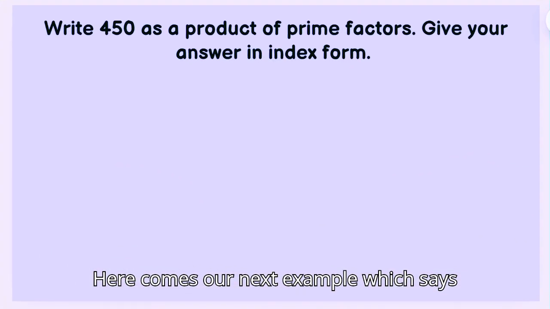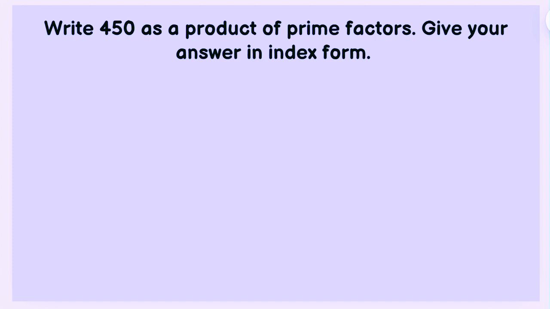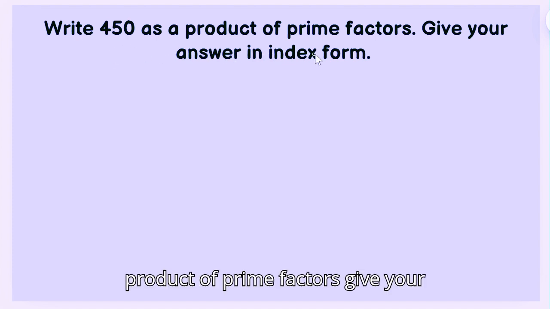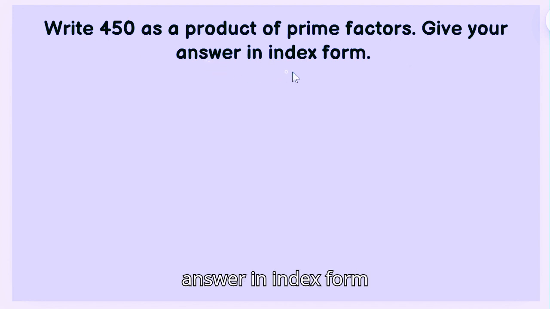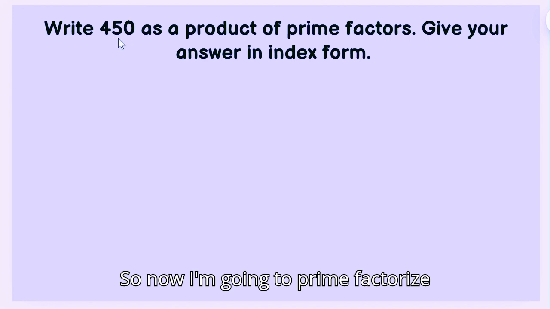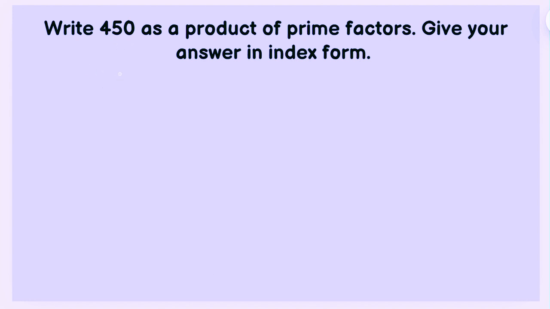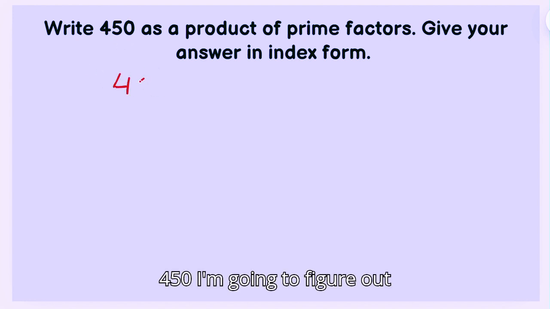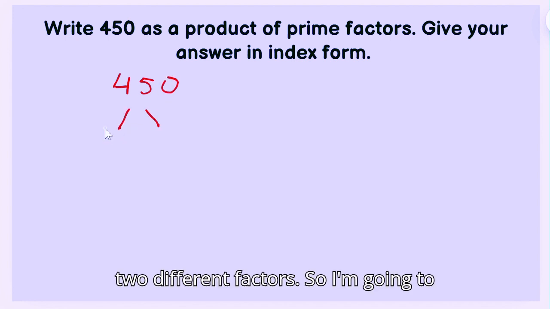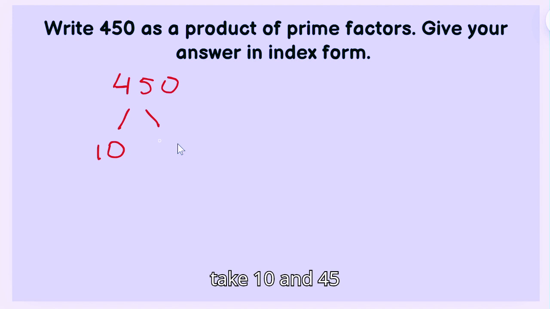Here comes our next example, which says write 450 as a product of prime factors. Give your answer in index form. So now I'm going to prime factorize 450. So 450, I'm going to figure out two different factors. So I'm going to take 10 and 45.